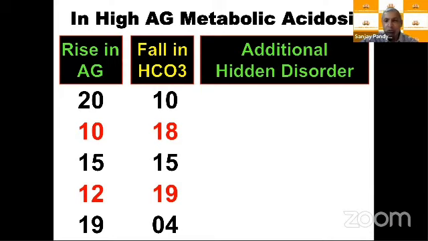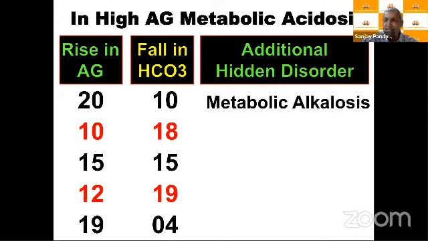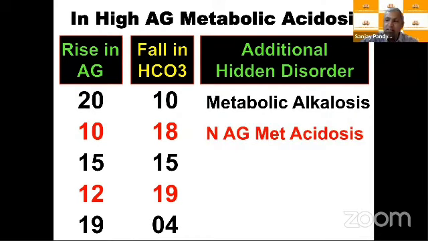Rise in anion gap is 20, but fall in bicarbonate is 10. Metabolic alkalosis. Yes, the fall in bicarbonate is small, so there is hidden bicarbonate, and hidden bicarbonate is metabolic alkalosis. Rise in anion gap is 10, but fall in bicarbonate is 18. Associated normal anion gap metabolic acidosis. Yes. So as compared to the rise in anion gap, a greater fall in bicarbonate suggests that there is hidden normal anion gap metabolic acidosis. Rise is 15, fall is 15.